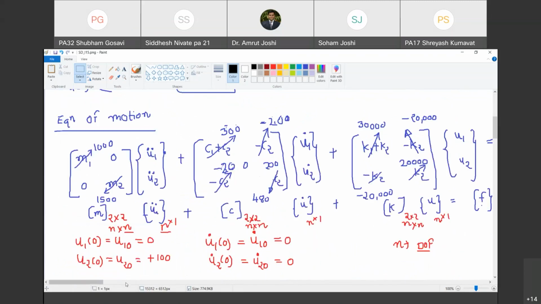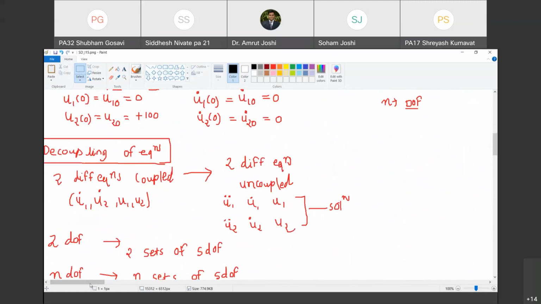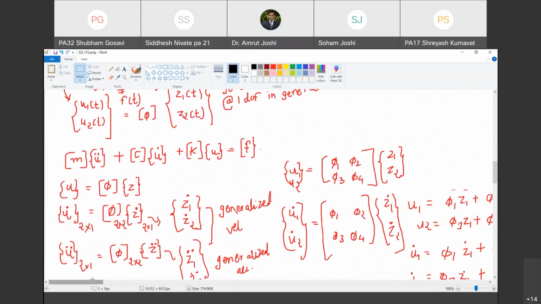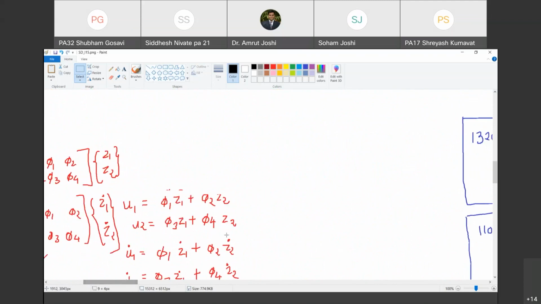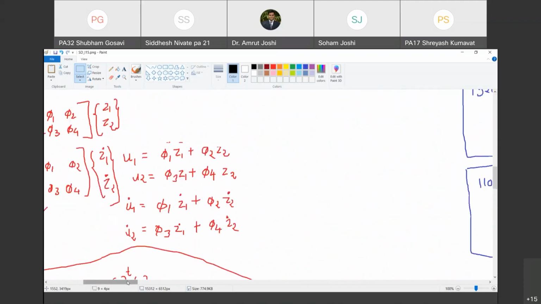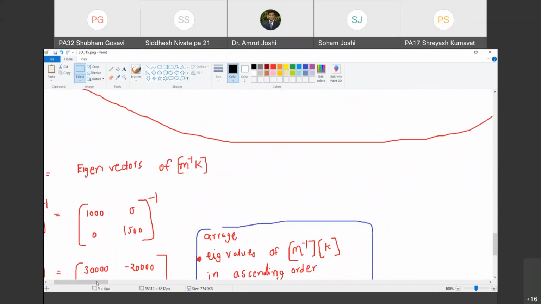Then we wrote down the matrix form of equation of motion, and we saw that these equations are coupled. So what is the next thing that we did? In order to decouple this system, we found out transformation matrix, something called as phi. How did we find out phi? So phi find out करने के लिए steps क्या है?